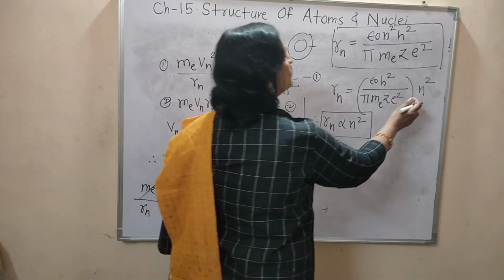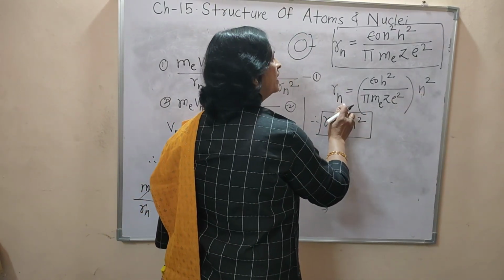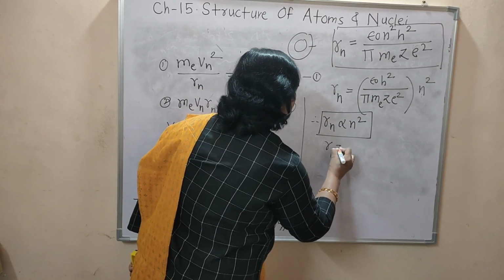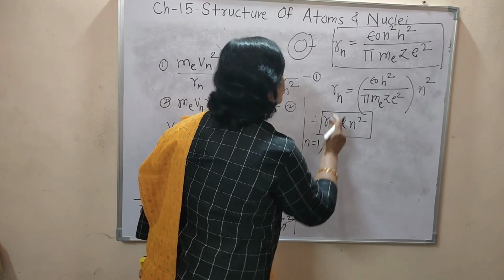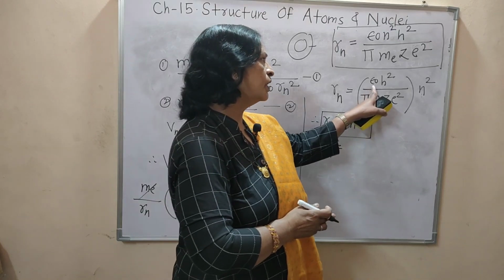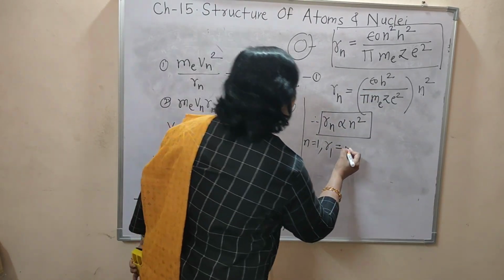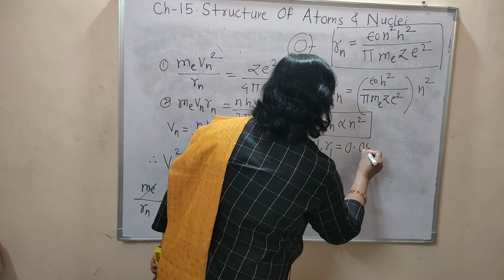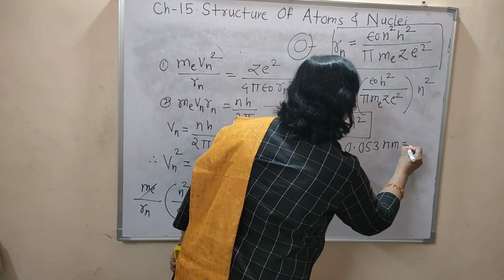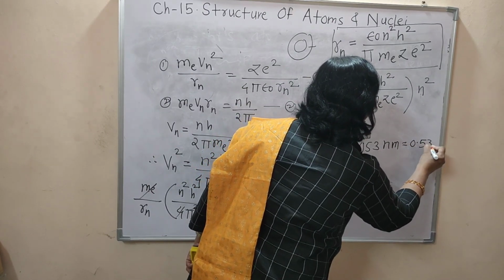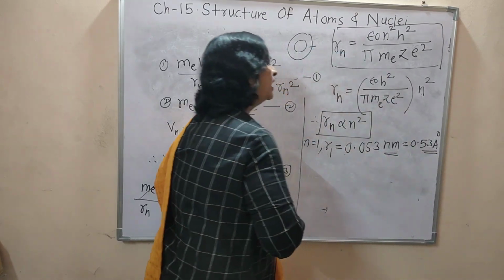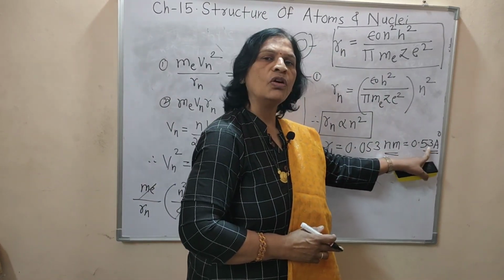Okay. And if we substitute n equal to 1, we get R1. All the other terms are constants, and if we substitute their values, we get the radius of the first orbit equal to 0.053 nanometer, which is nothing but 0.53 Angstrom. This value is in nanometer and this value is in Angstrom unit.